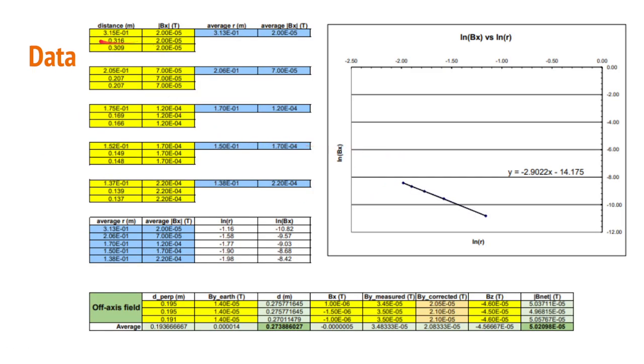So the data we got, we see the distances, then we see all the recorded values, and then we can see that the slope that the recorded values make is equal to this, where this slope, negative 2.9, is equal to the n, and negative 14.175 is equal to the ln of B, which we can talk more about later on.